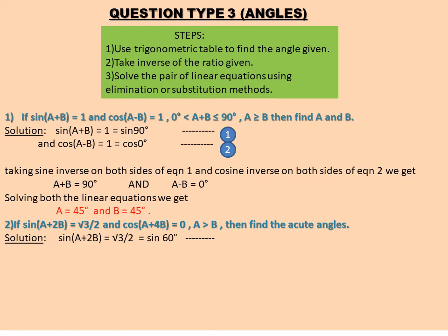Similar steps. First, we'll see the trigonometric table for which value of sine is equal to root 3 by 2. So sine of 60 is root 3 by 2. Similarly, cos of 90 degrees is equal to 0.